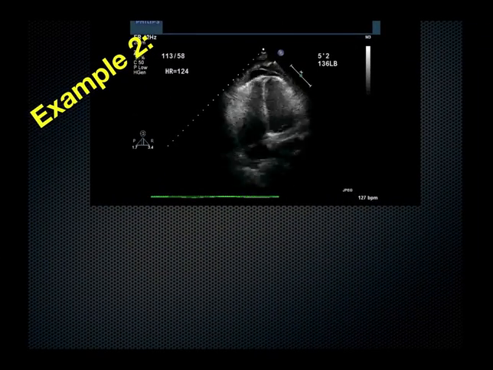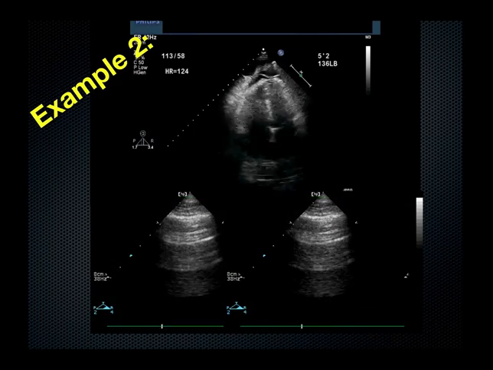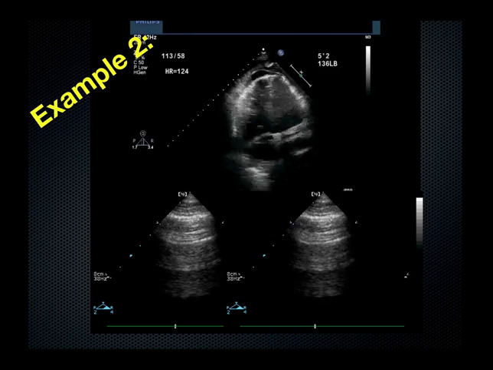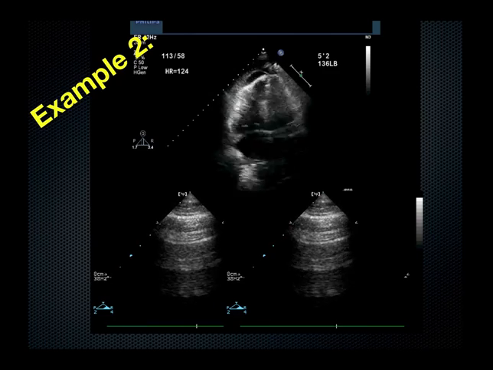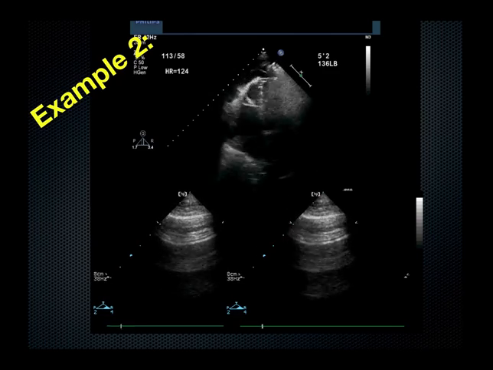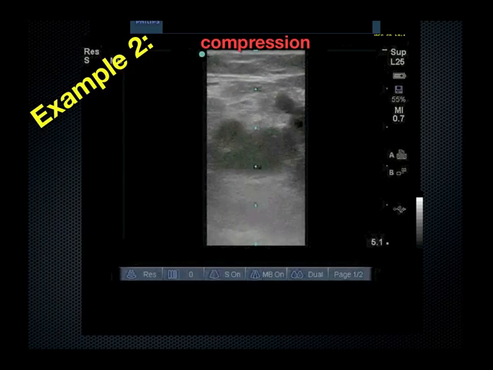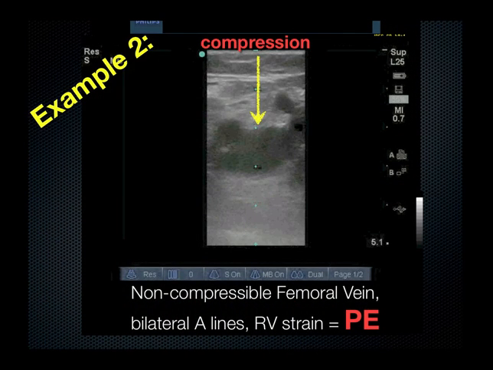Another example, patient short of breath. And what we see is a very hyperdynamic heart with a little bit of right ventricular enlargement and bilateral A lines. Well, what is the diagnosis that can combine right ventricular strain and normally aerated lungs? If you're thinking PE, then you're thinking correctly. Look down in the legs, perform compression venography, and if you cannot compress the vein, then you are looking at PE.